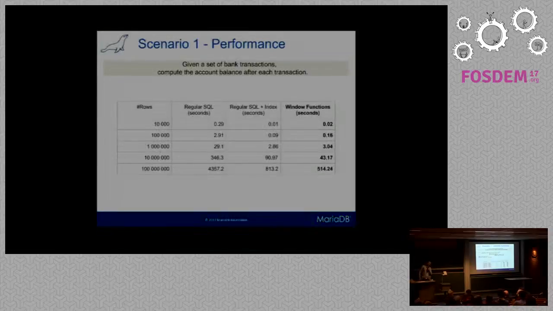Now, why is this important? Well, let's look at the performance of this implementation. If you were to write this query with regular SQL, on the left you have the number of rows used in this test and the time it took for the query to execute. With regular SQL, without using an index, the time increases quite quickly, and past a certain amount, this transaction takes quite a long time to finish. If you do add an index, things improve, but compared to window functions, the speed up is 10x.